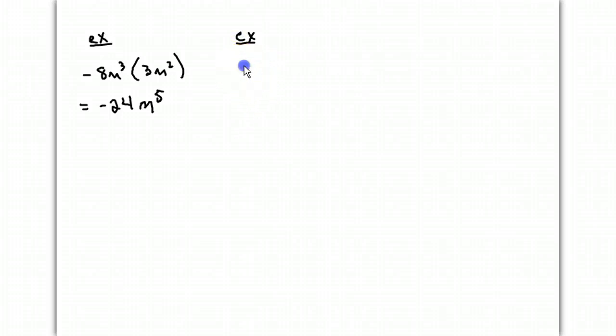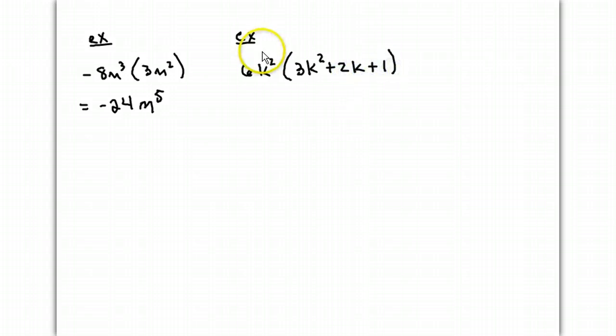Let's say we have a 6k squared on the outside, and we'll multiply that times 3k squared plus 2k plus 1. Well, you have to take this 6k squared and bunny hop it. So when you multiply times the first one, it'll be 6 times 3, which is 18. Then you have k squared times k squared, which will give you k to the fourth, because you have to add the powers.